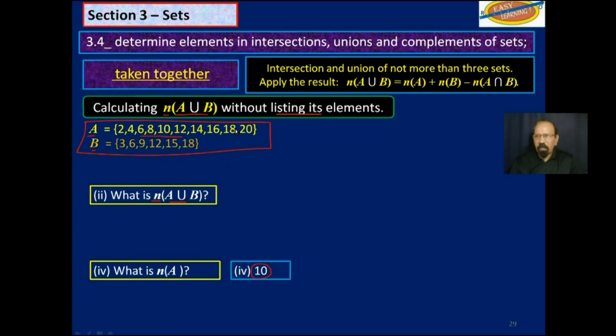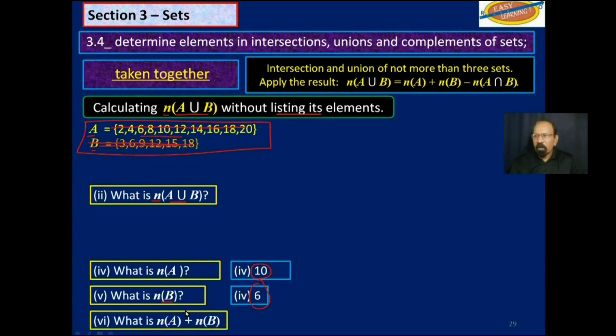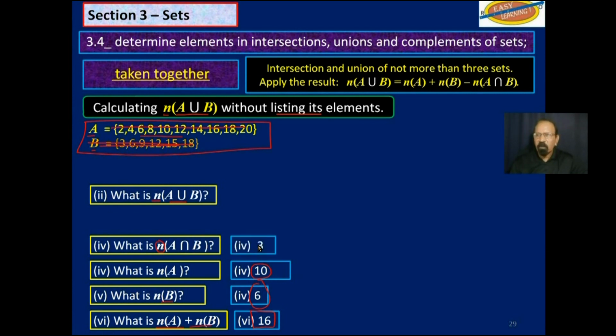It is 10. Let us say you were given that 10 without being given this set. What is the cardinality of B? It is 6. Let us say you are given that without this actual set. Then we know that if we add the cardinality of A and the cardinality of B, we will get 16. Let us say you were also given that the cardinality of A intersection B is 3. Let us say we were not given the elements. We were just given these 3 pieces of information here: that the cardinality of A intersection B is 3, the cardinality of A is 10, and of B is 6. That's all we were given.